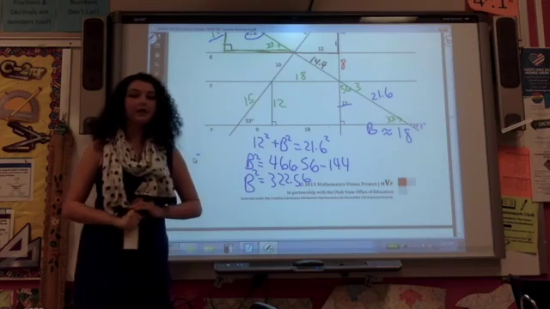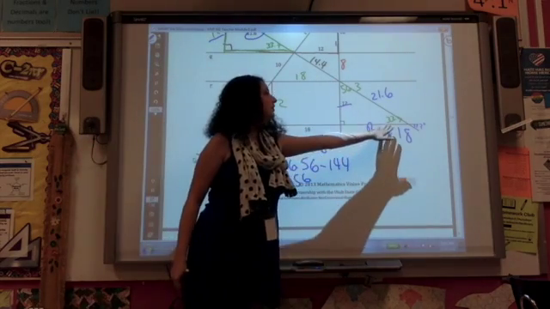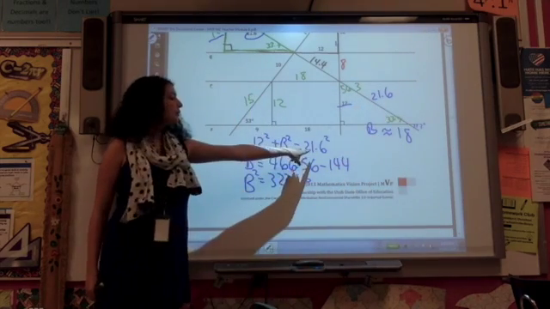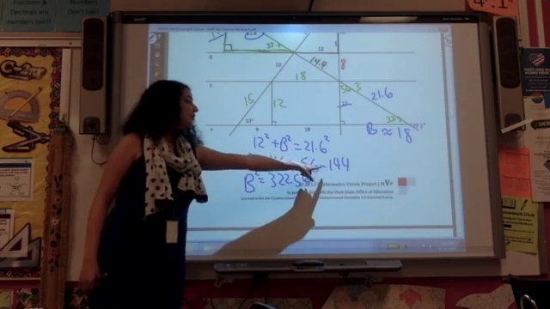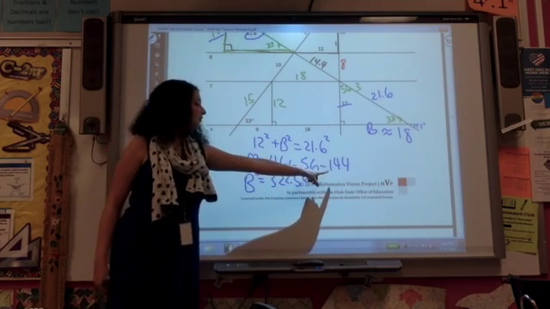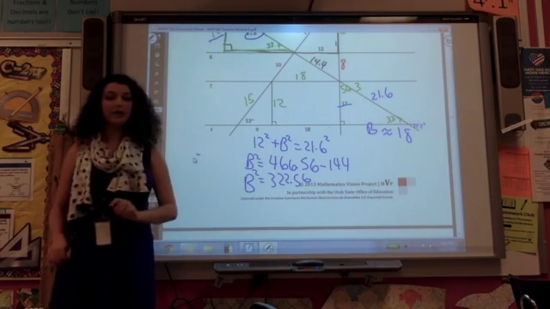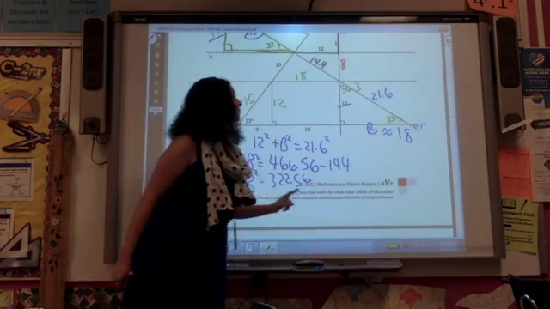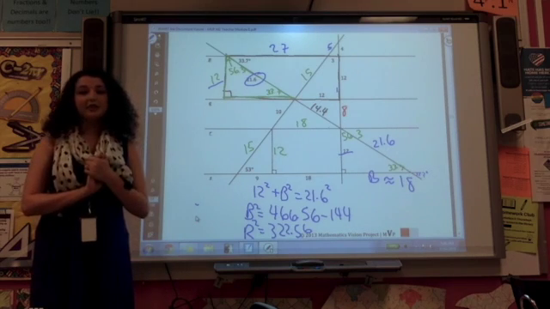So again, to find that length, we said 12 squared plus B squared equals 21.6 squared. 21.6 squared is 466.56 minus, and then 12 squared is 144. That was 322.56. I then took the square root and approximated it to 18. And with that, we have found all of our angles and all of our sides.